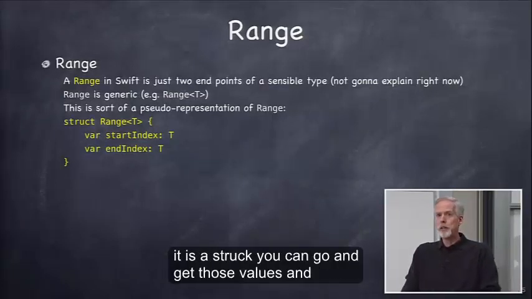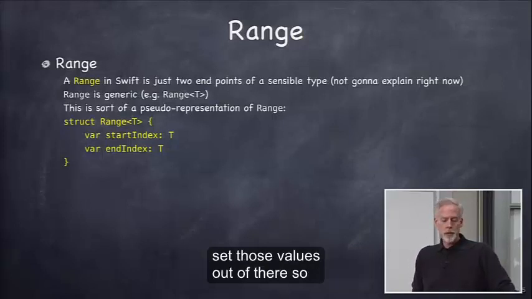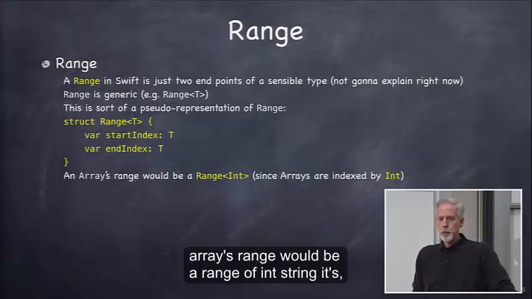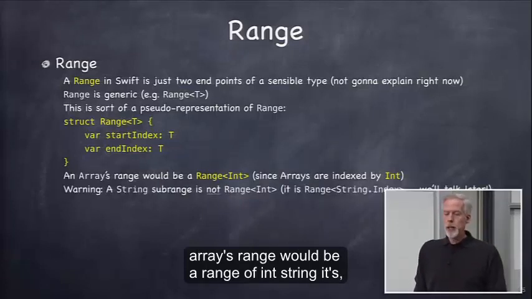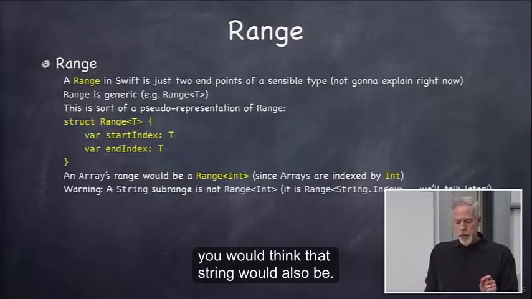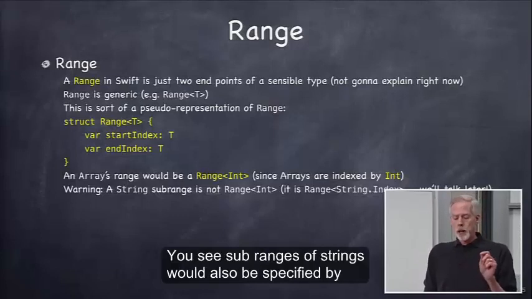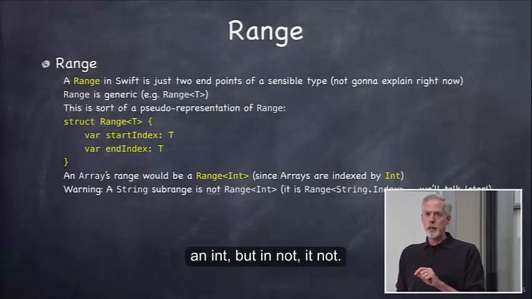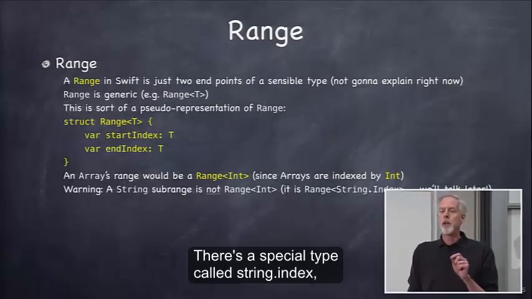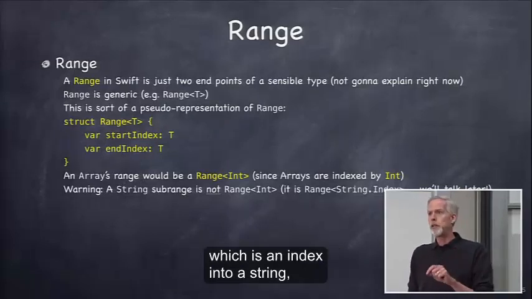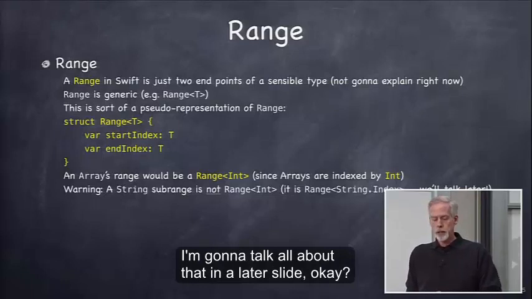And it is a struct. You can go and get those values and set those values out of there. So an array's range would be Range of Int. For a string, you would think that subranges of strings would also be specified by an Int, but it's not. There's a special type called String.Index, which is an index into a string. I'm going to talk all about that in a later slide.